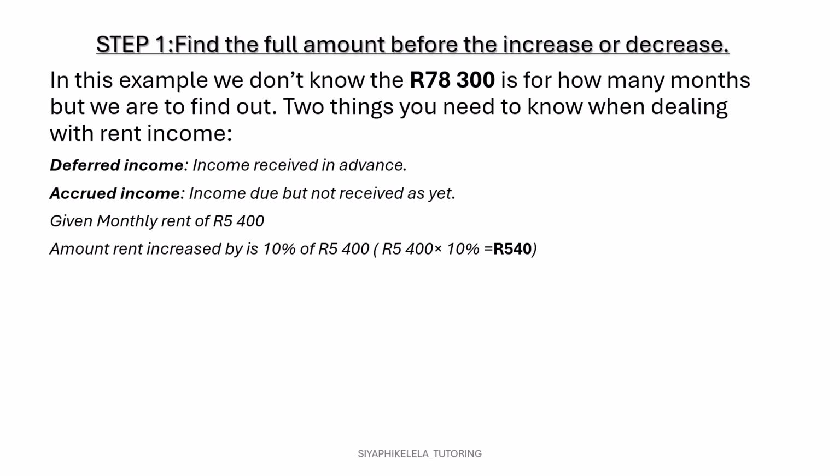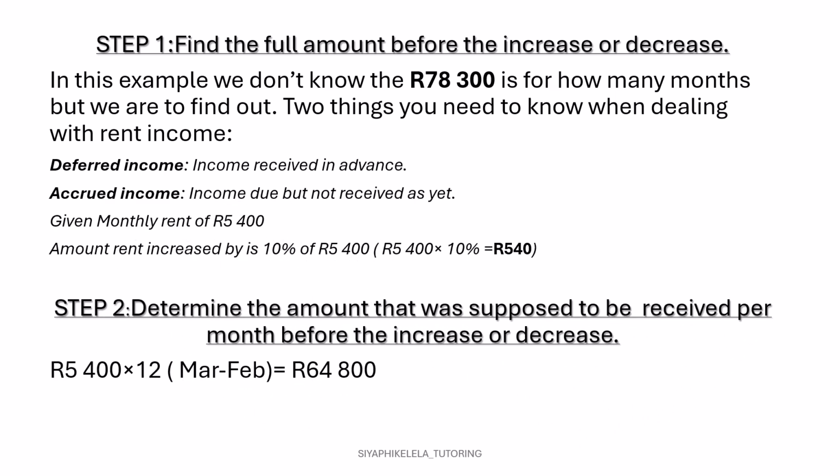The first step says that we must find the full amount before the increase or the decrease. In this example, we don't know this 78,000 is for how many months, so we must firstly find that out.